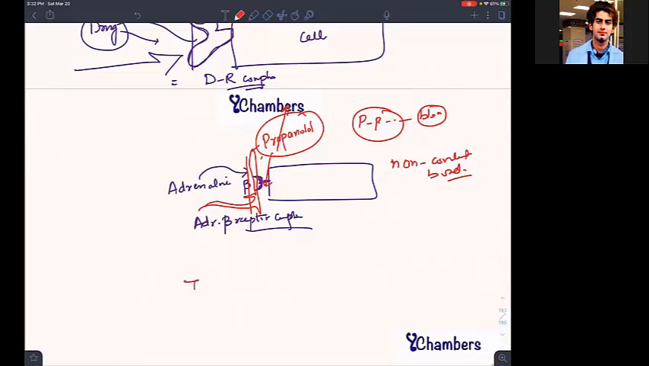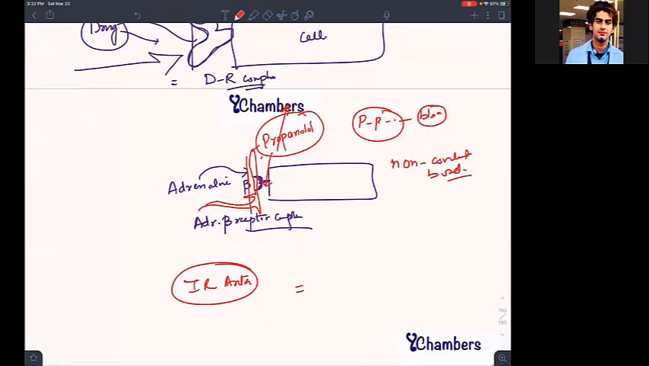But if I talk about the irreversible antagonism, I can't dissociate the drug-receptor complex. I can't dissociate the drug-receptor complex naturally. And why, sir? Because they are binding with covalent bonds, and I am anxious. It needs my intervention for the termination of its action.